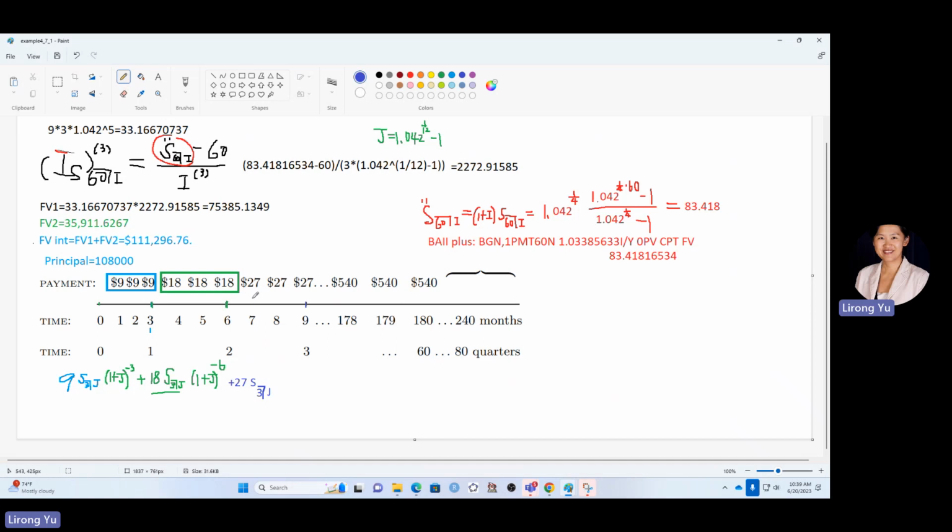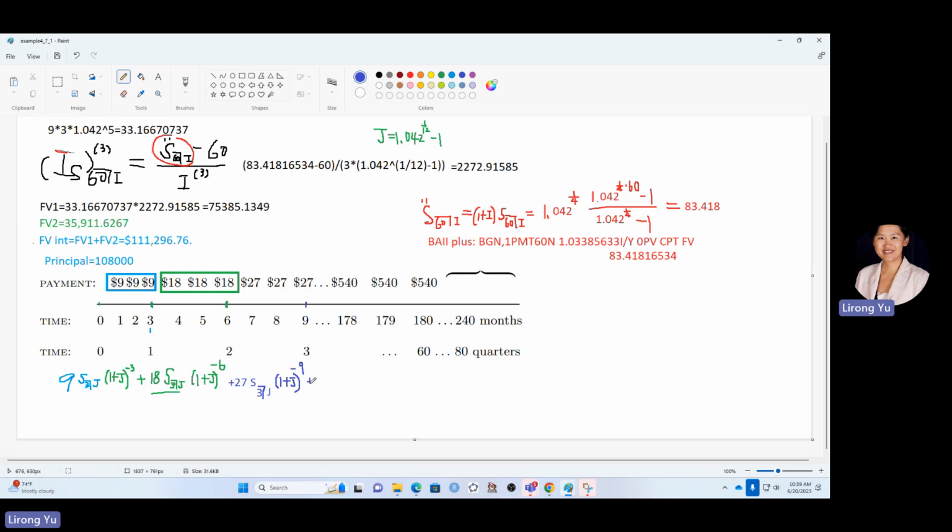If you pay $27 at times 7, 8, and 9, one by one, or you pay at time 9, you pay this much. They will have the same value at time 9. But this is going to be the time 9 value of all three payments, and we want to convert it to a time 0 value, which is going to be 1 plus j to the power of -9.